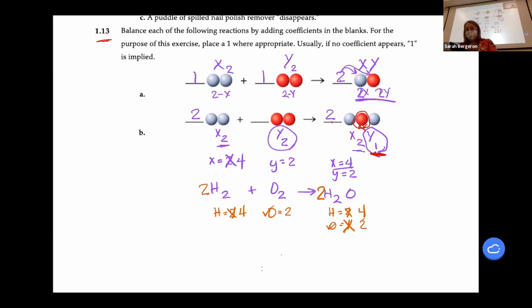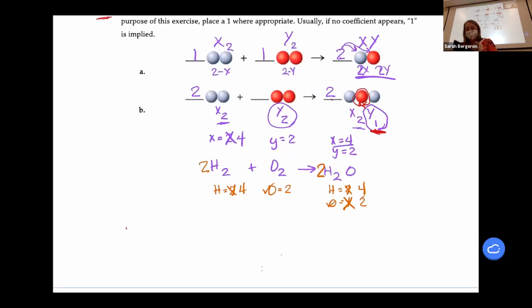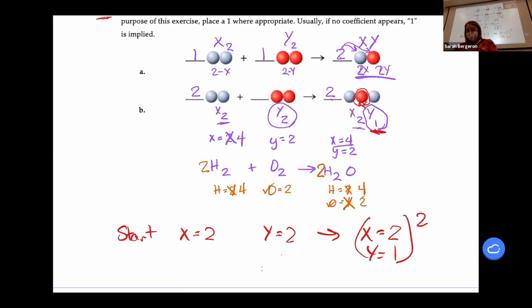I went from having, let's see, let me write here. We started with X, we have 2. Y, we have 2. And in our products, X is 2, Y is 1. So if I multiply this whole thing by 2, by that coefficient, what do I get now? I get 4 and 2. Am I balanced? No. What do I have to do?